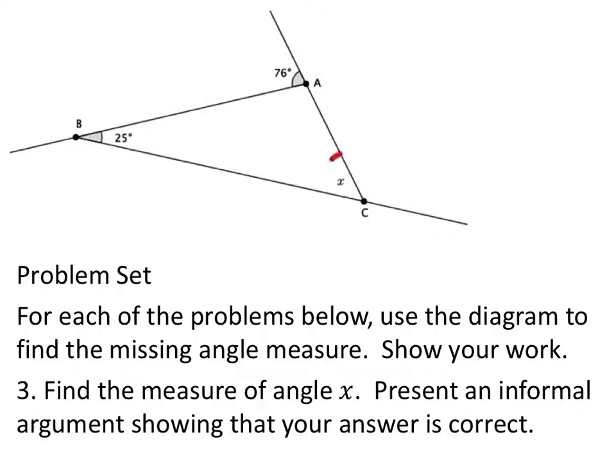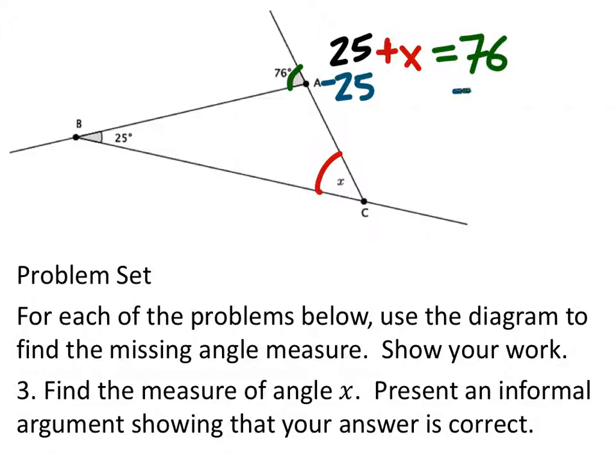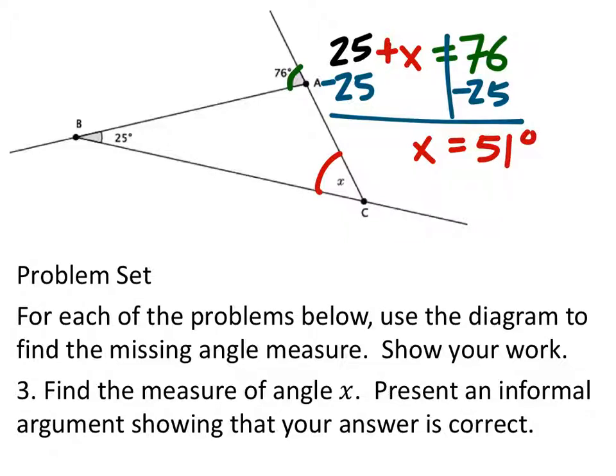Alright, on this one, once again we're solving for X. Here's what we know: 25 degrees plus that angle X would equal that exterior angle here in green, the 76 degrees. To solve it, we're going to subtract 25 from both sides, if it was in equation form. And then we get X equals 51 degrees. This one was different because it asked for a different type of angle. This was one of the remote interior angles.